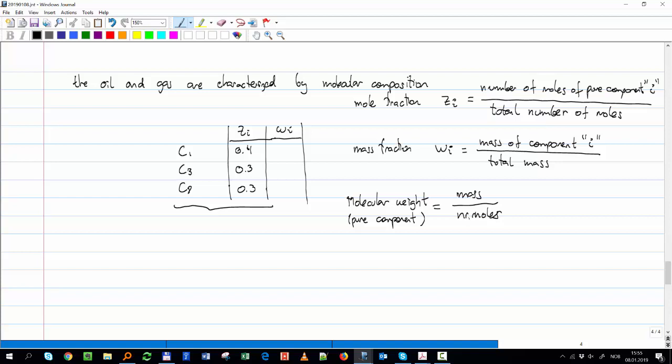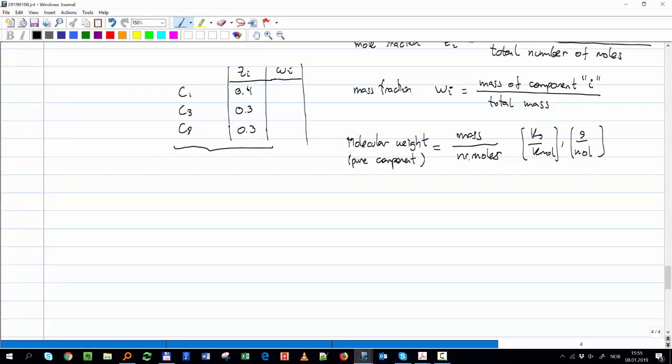So it's 16, right? Because how do you calculate the molecular weight of methane? You have 1 C, the weight is 12, sorry, and 4 H, then you have 16. And those are the units. Typically in the SI system, we use kilogram per kilomole, or we use gram per mole.